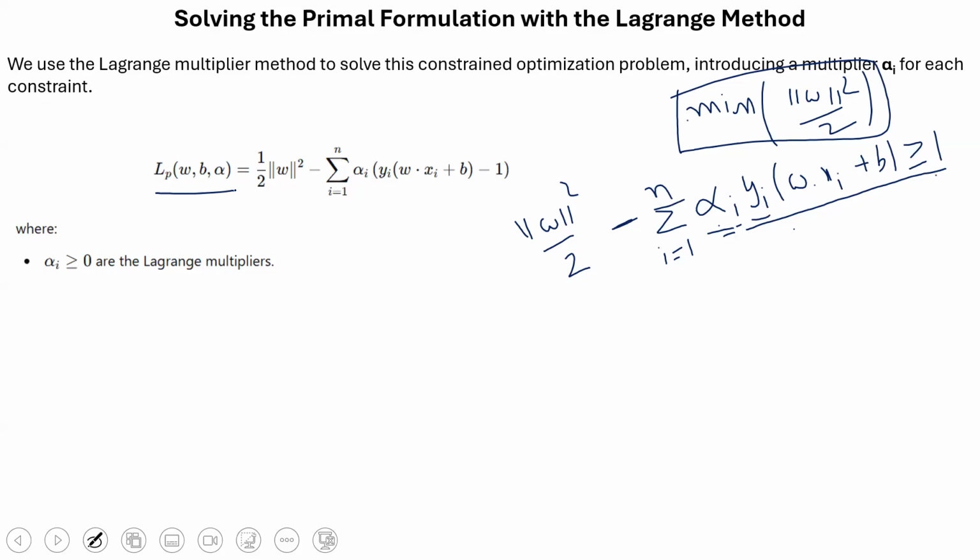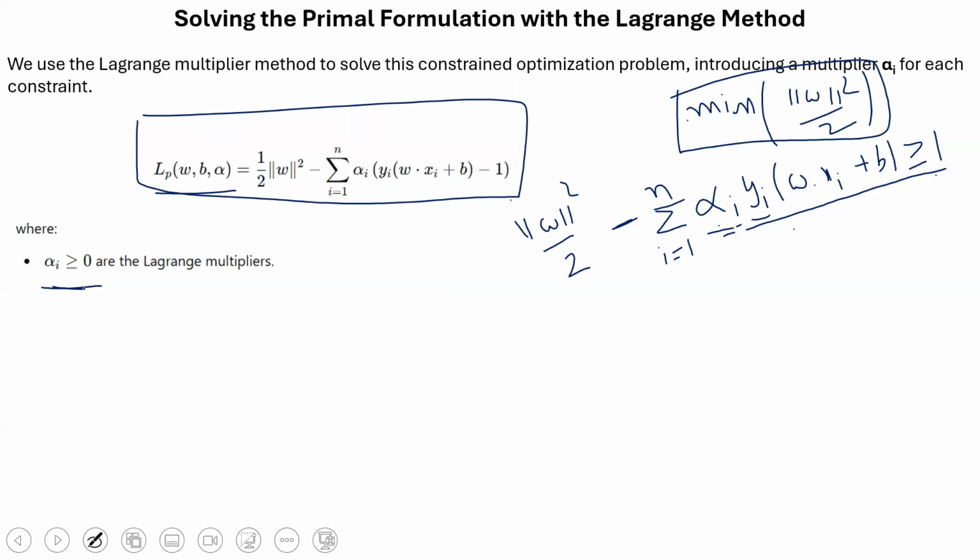Now we have only one constraint: alpha i is greater than or equal to 0 for every i. So we converted the constrained problem into an unconstrained problem. The Lagrangian multiplier is always greater than or equal to 0, and this comes from the KKT conditions. We will discuss shortly why alpha is always greater than or equal to 0.